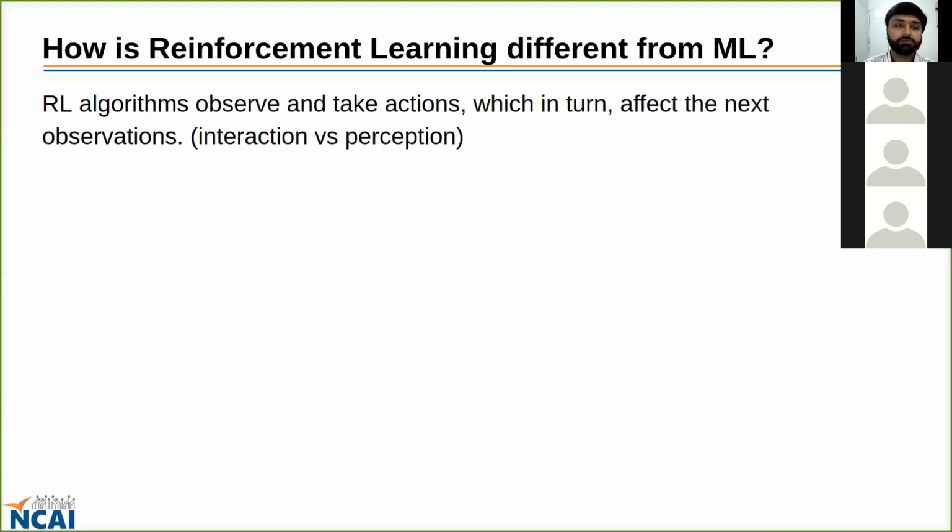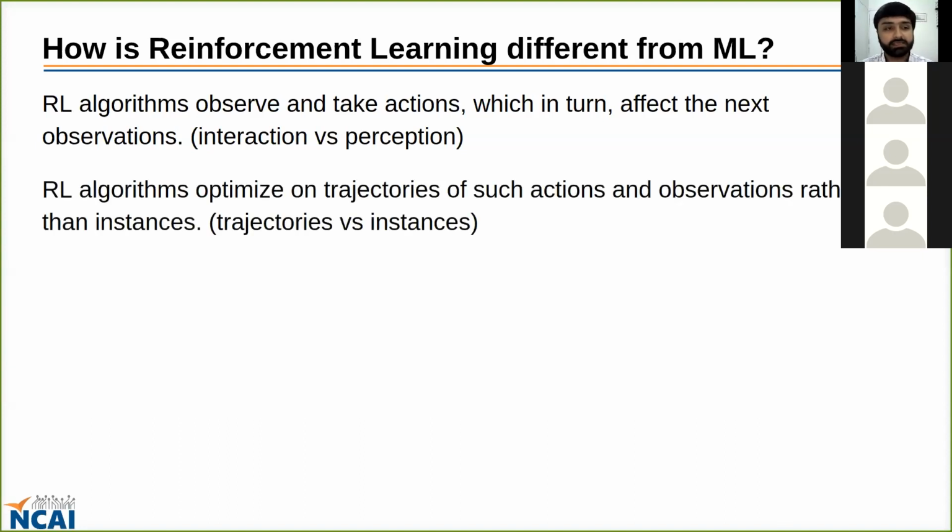machine learning. The first thing to note here is that reinforcement learning algorithms, as I mentioned in the previous slide, take actions and observe, and those actions in effect affect the next observation. So in a way, it's a comparison between interaction and perception. Most of the machine learning algorithms which are available and which most people use are actually focusing on perception, like image captioning or natural language processing. But reinforcement learning is much more concerned with actually taking actions and changing its environment and observing how the environment changes. The second thing is that reinforcement learning algorithms optimize on trajectories of such actions and observations rather than instances.